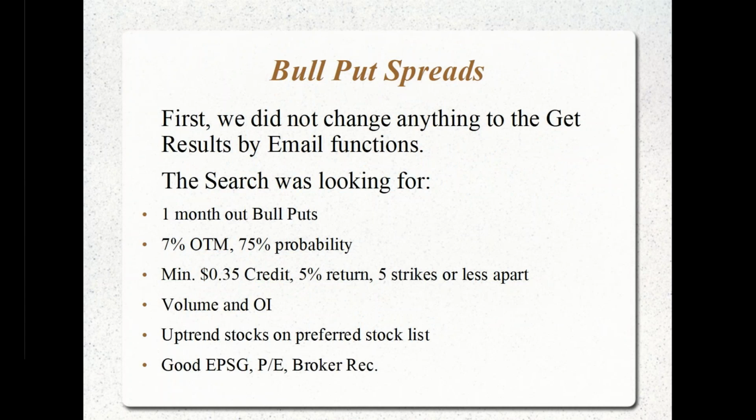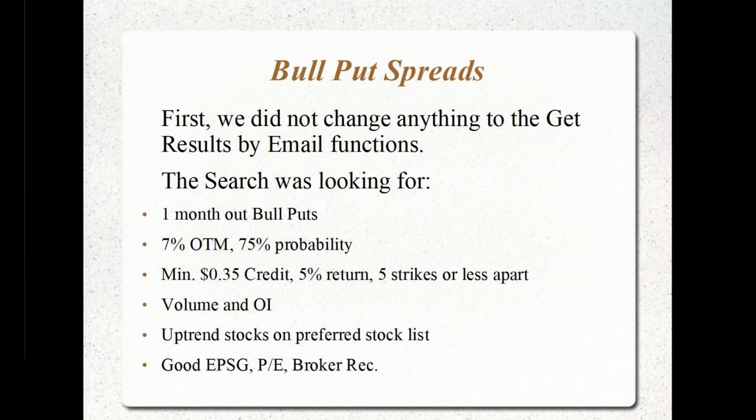Well, first, we did not change anything on the search, nor did we change anything for the get results by email. She was doing a good search that I liked, had the same criteria I would look for. She was looking for bull put credit spreads, 1 month out to the next standard expiration, so she was expecting to see May expiration the past few weeks. The short put for the bull put credit spread wants to be 7% out of the money and have a 75% probability or higher of expiring worthless.